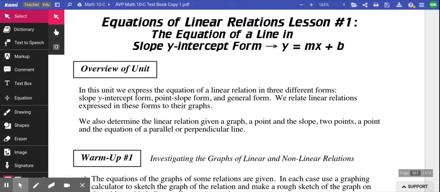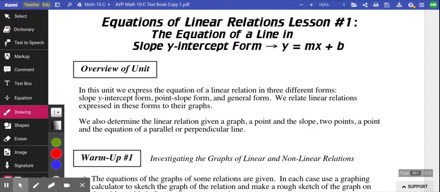Today we're going to talk about something very important. We're going to talk about something called slope-intercept form. Slope-intercept form is the way of writing equations, and that way we'll follow this formula, which we will call slope-intercept form.